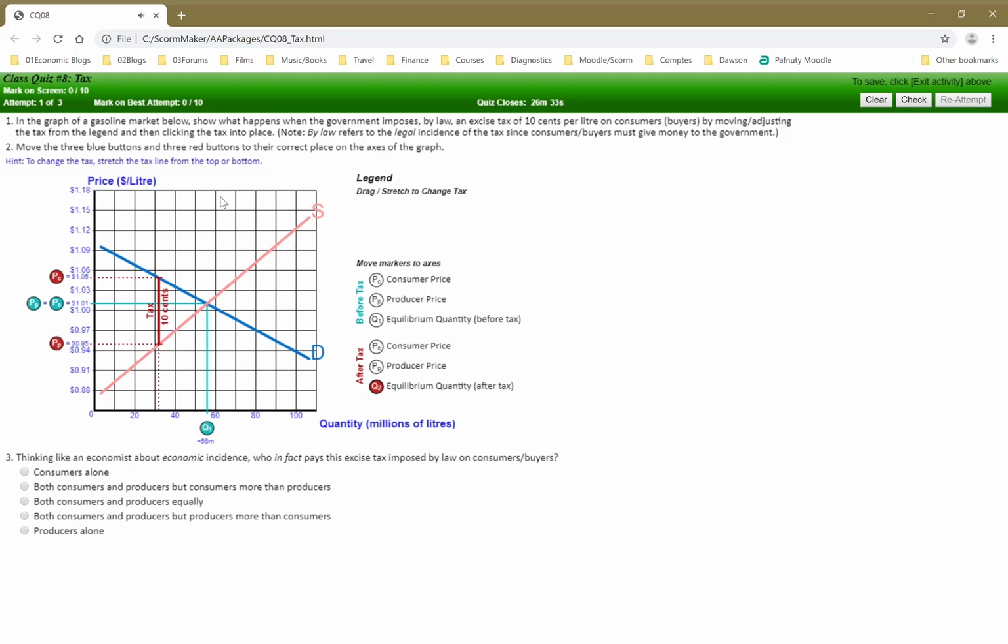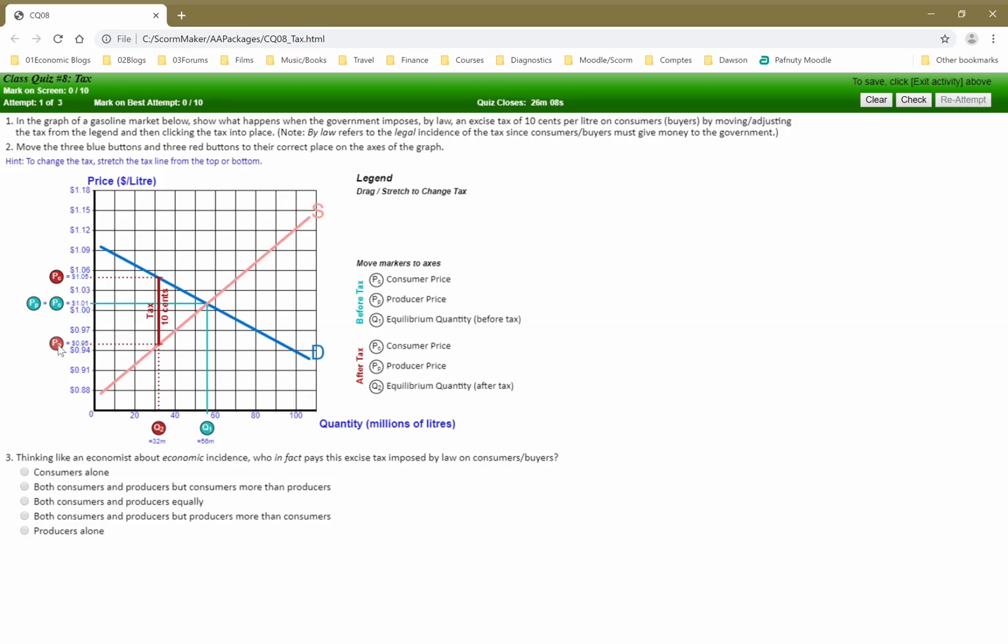And as well, the amount of gasoline bought and sold is going to be lower because consumers are paying a higher price. Producers are receiving a lower price, and so you can see the quantity after tax drops from 56 million down to 32 million. There's a 10 cent wedge between what consumers pay and what producers receive, ensuring that, of course, consumers pay a higher price than what producers receive.